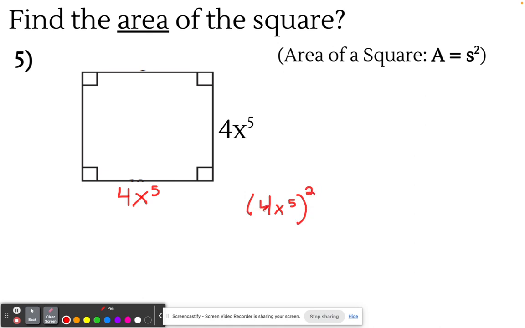4 to the 2nd power. Then I am raising my x to the 5th power to the 2nd power, so 5 times 2 is 10. So x to the 10th power. And my last step, 4 to the 2nd power, is 16 x to the 10th power.